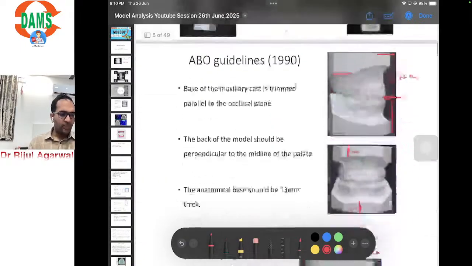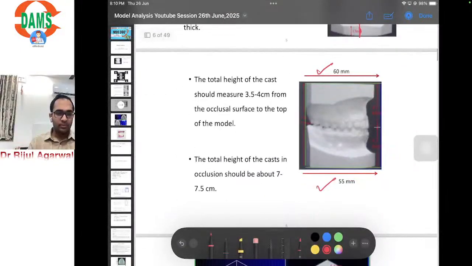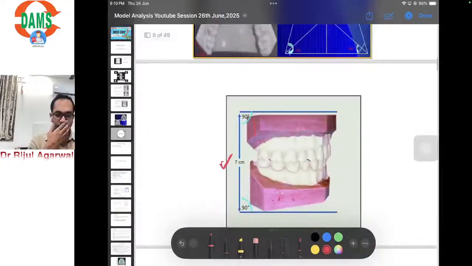Okay, moving ahead. So if any of you pursue your post graduation in orthodontics, this model making and study model making will form an important and integral part of your course.